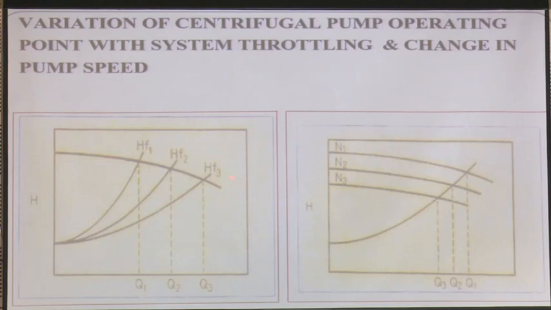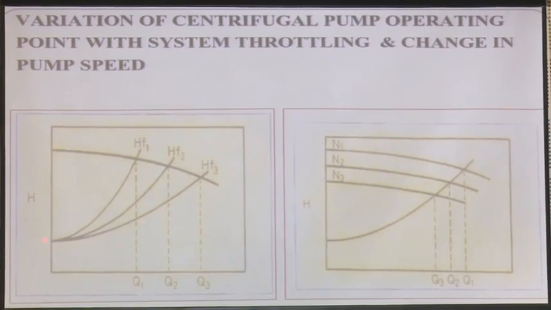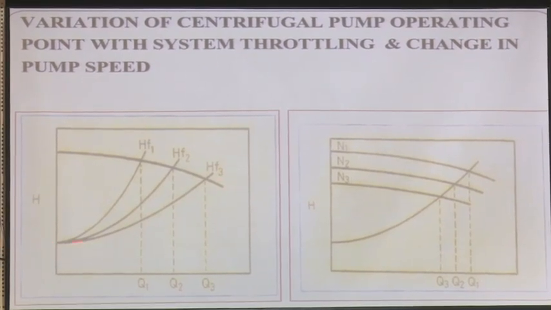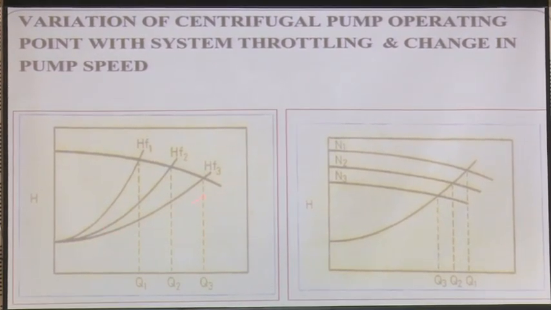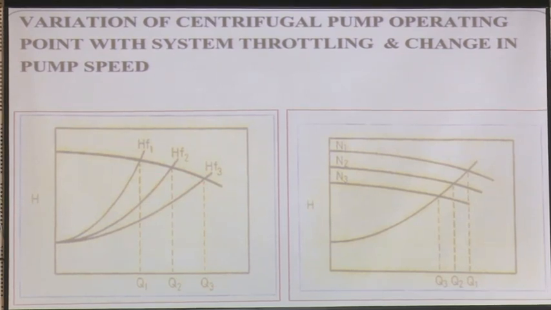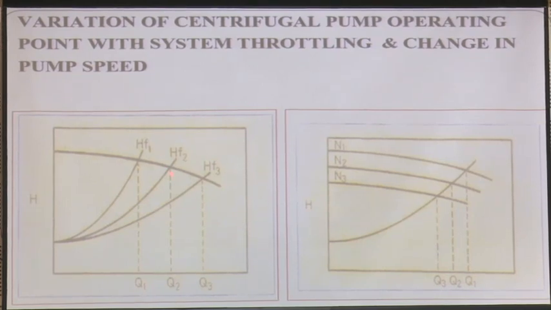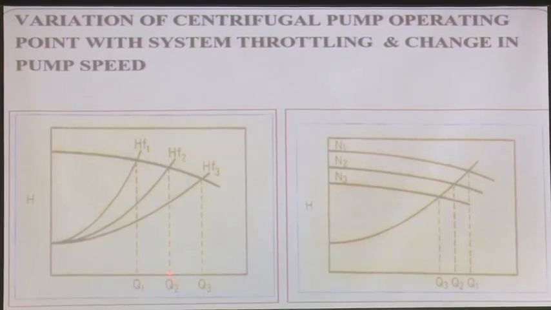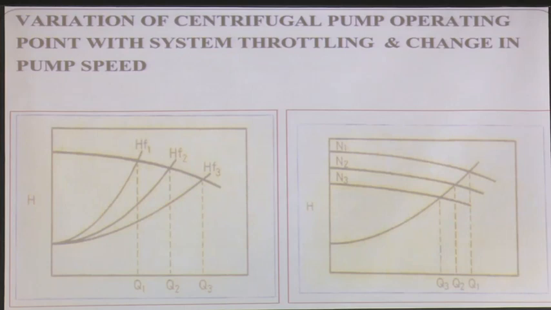Now, let us see again. This system resistance curve is a parabola, right? Parabola can be of this order, that order, that order, all are parabola. Now, if it goes here, you get a particular Q1. If it goes here, you get particular Q2, which is higher. If it goes here, you get particular Q3, which is even higher. So that means if I throttle the system, the curve shifts this way. If I throttle the system, the system resistance curve shifts. Okay?